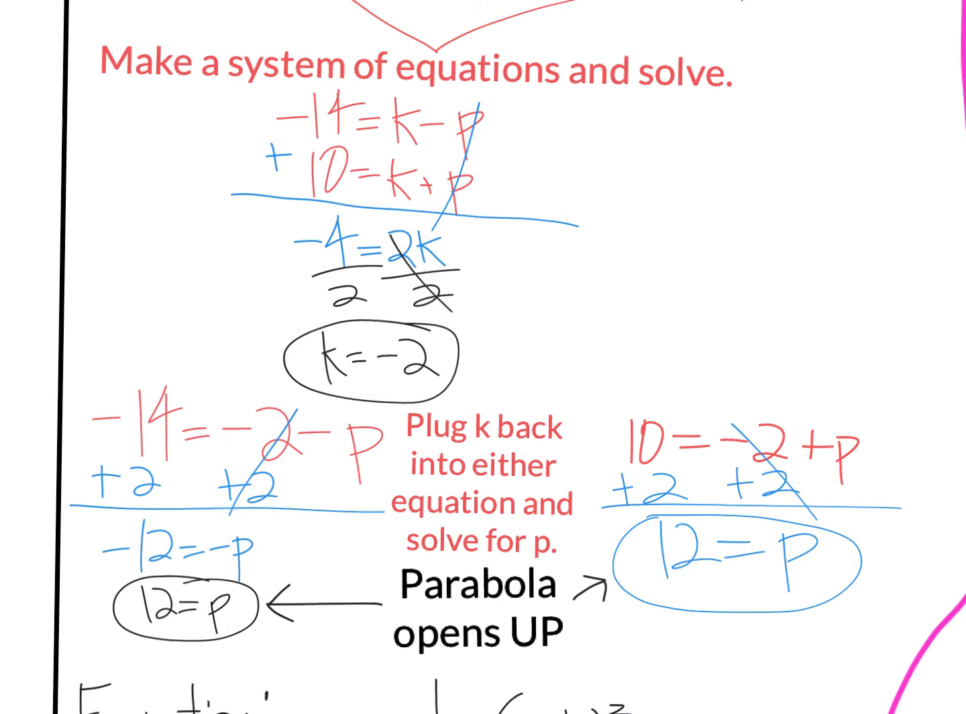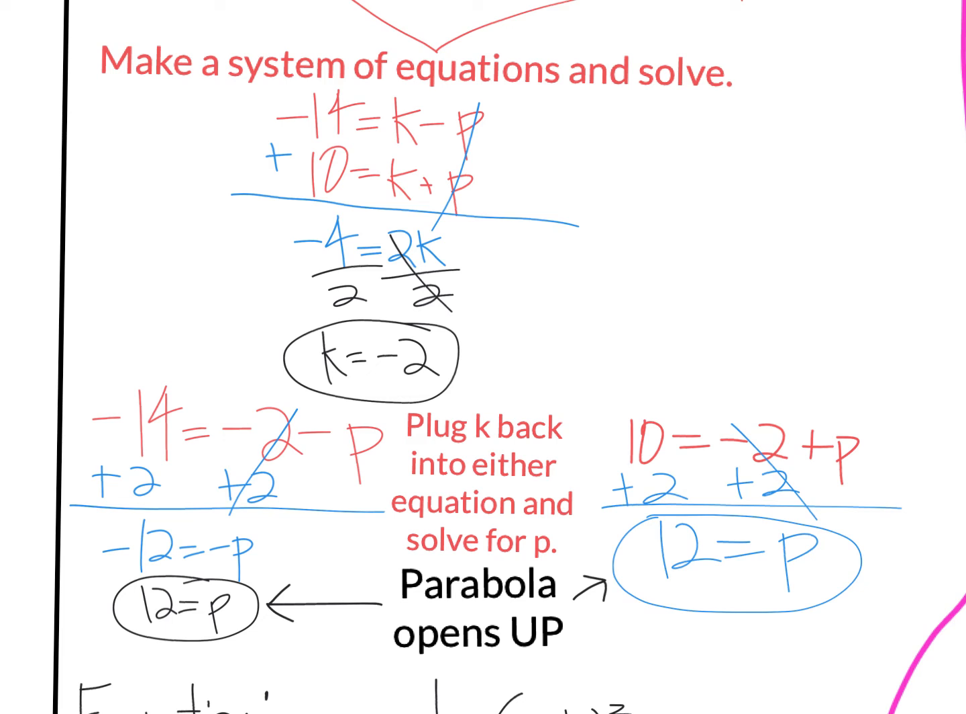So when I plugged it into -14 equals k minus p, -2 minus p, I would add 2 to the other side, and I would get -12 equals -p, so therefore +12 equals +p. And then if you plugged it into 10 equals k plus p, well, substitute -2 in for k, then move it over to the other side. 10 plus 2 is 12. 12 equals p, so it doesn't really matter, right?